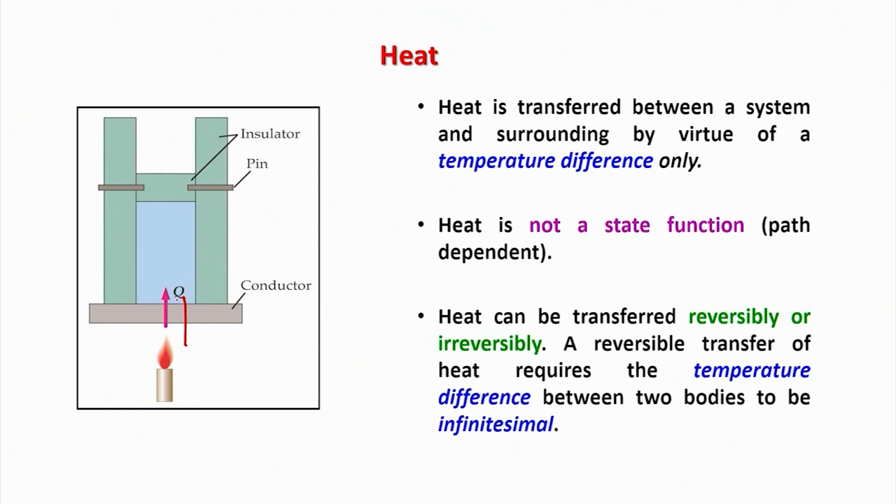Then a reversible transfer of heat requires the temperature difference between the system and its surroundings to be infinitesimally small. In that case, in order to go from the initial state to the final state, you will supply an infinitesimal amount of heat from the system to the surroundings or vice versa.